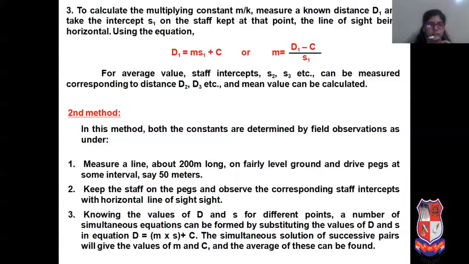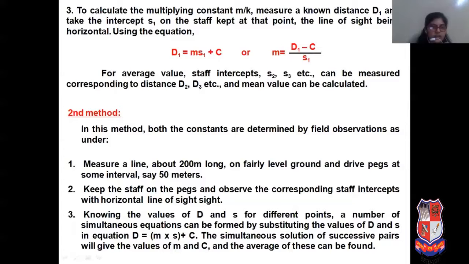To calculate the multiplying constant m or k, measure a known distance d1 and take the intercept s1 on the staff kept at that point, the line of sight being horizontal. Using the equation d is equal to ms plus c, we will get the multiplying constant. For average value, staff intercepts s2, s3 can be measured corresponding to d2 and d3, and mean value can be calculated.